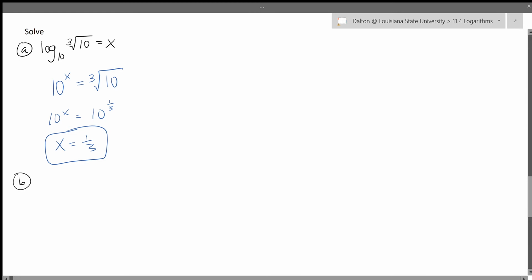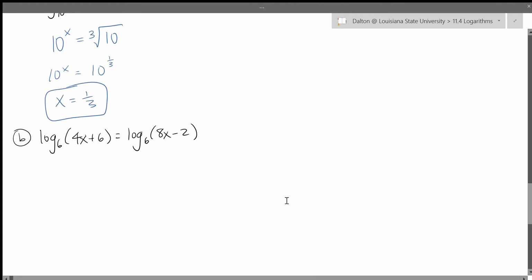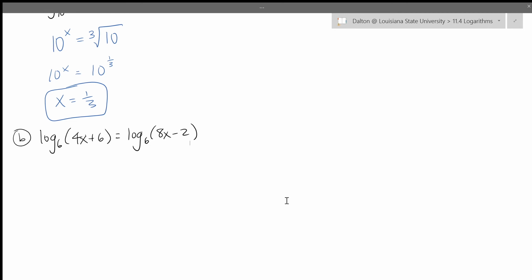Okay, example B. Log base 6 of 4x plus 6 is equal to log base 6 of 8x minus 2. Which property do you think is going to be most benefit to us? Equality. You've got a log of something equals a log of something else. And the good news is those bases are the same. So I've got log base 6 and log base 6.